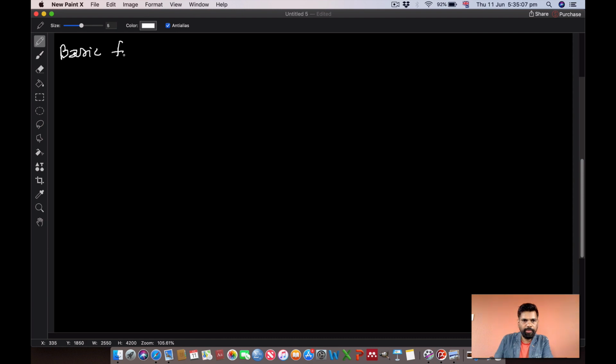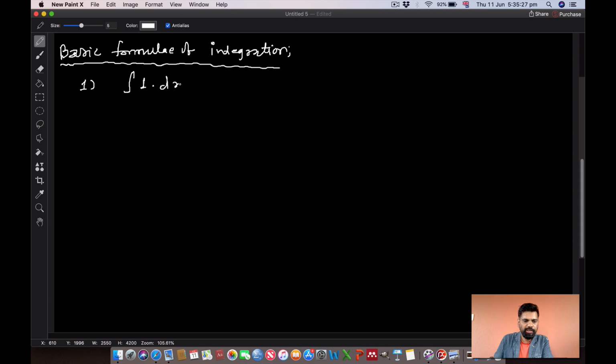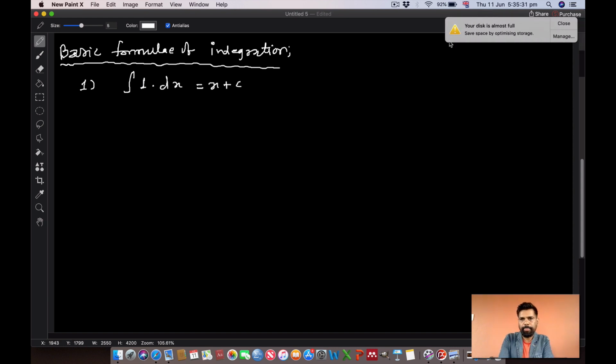Basic formulae of integrations. I think you already studied these basic formulas of integrations in grade 11 and 12 as well. First of all, formula number 1 is the integration of 1 dx is always x plus c.